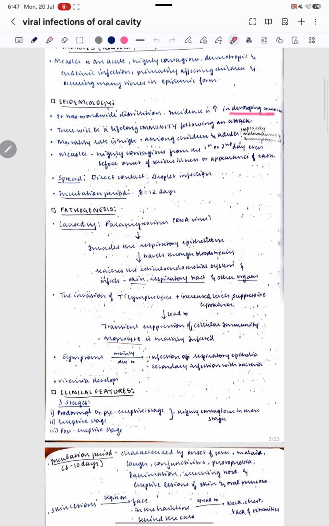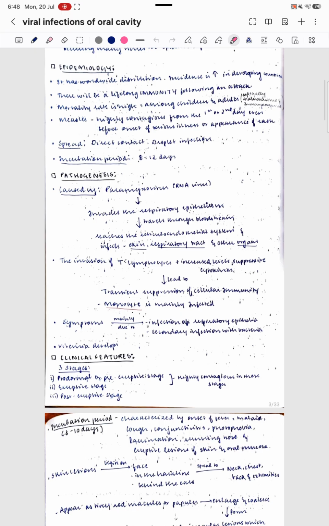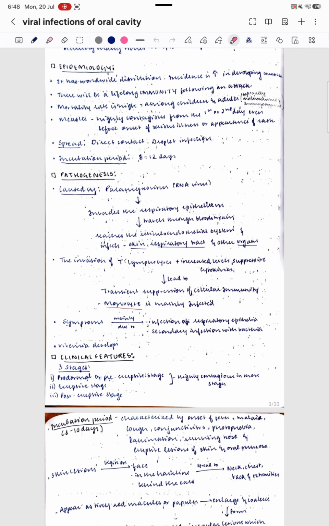What are developing countries? India is an example of a developing country. There will be a lifelong immunity following an attack. Mortality rate is high among children and adults. Measles is highly contagious from the first or second day before the onset of serious illness or appearance of rash. Spread is through direct contact or droplet infection. Then you have the incubation period, which is 8 to 12 days.